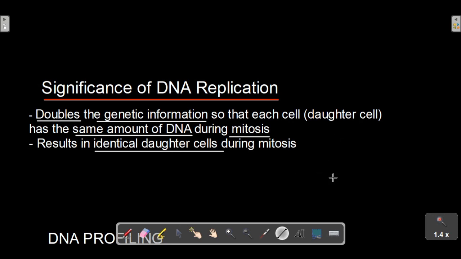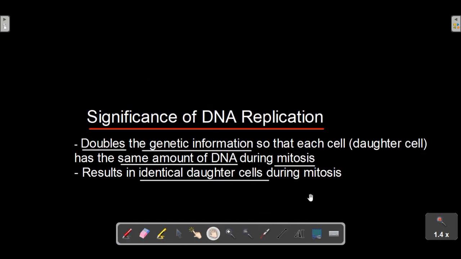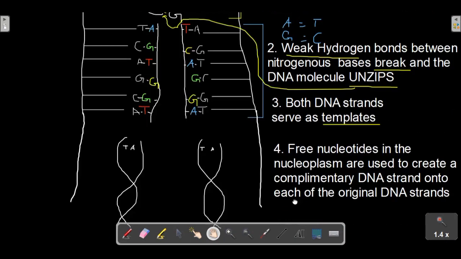Okay, remember in mitosis the result is two identical cells, guys. Two identical cells, and so of course that means that they have to be the same as their parent cell. Okay, so that is the significance of DNA replication. It helps with mitosis, ensuring that each daughter cell has the same DNA, identical DNA with each other and, of course, with their parent cell. Okay, so that is DNA replication, guys.